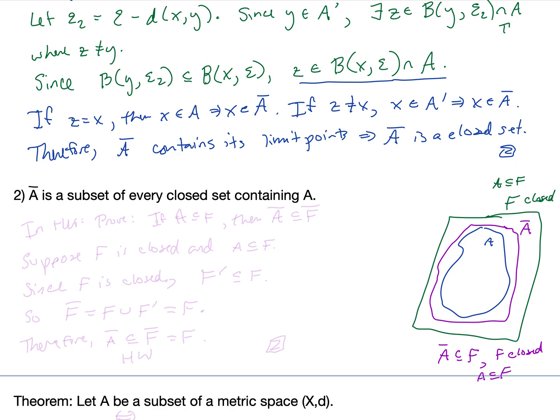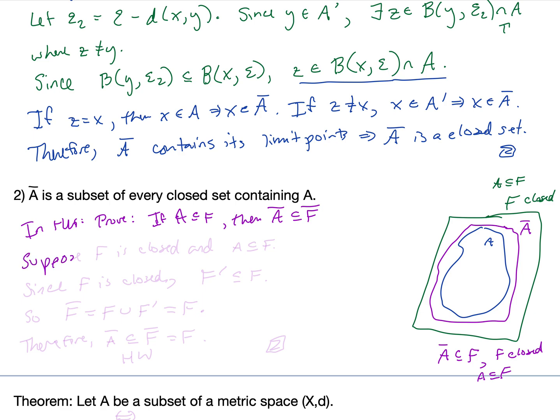And so in the homework, you are going to prove the following: if any set A is contained in the set F, then A closure is contained in F closure. So that's going to be a homework problem. And basically that makes part 2 of the theorem immediate.